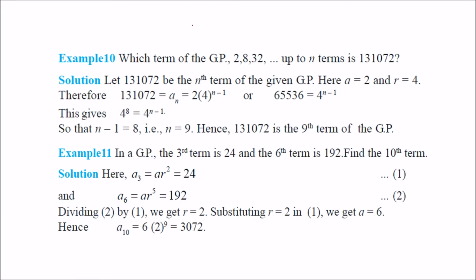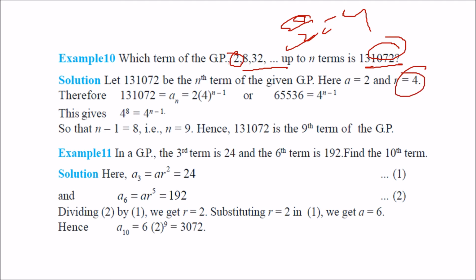Next: which term of the GP is this? Let it be the nth term. A is given as 2, R is 8 by 2, that is 4. So this 131072 is equal to AR to the power n minus 1. You have to find n. So you equate n minus 1 with 8. You get n equal to 9. So this is the 9th term of the GP.